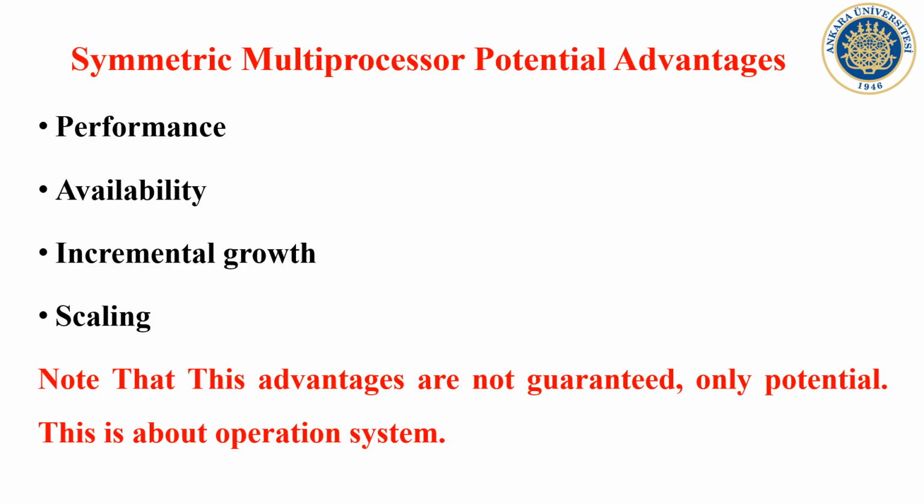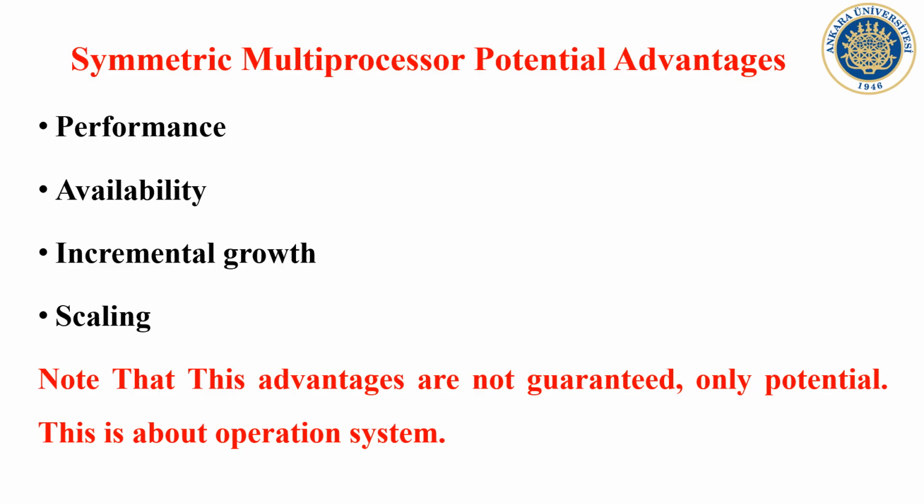Symmetric multiprocessors have some potential advantages. Firstly, performance. If tasks are well organized, some of them can be executed in parallel, resulting in better performance than a single processor system of the same type. Second, availability. If one processor fails or stops, the remaining processors can continue to operate. This may cause a slight performance degradation, but the system does not fail completely. And then incremental growth. The system can be expanded by adding additional processors.